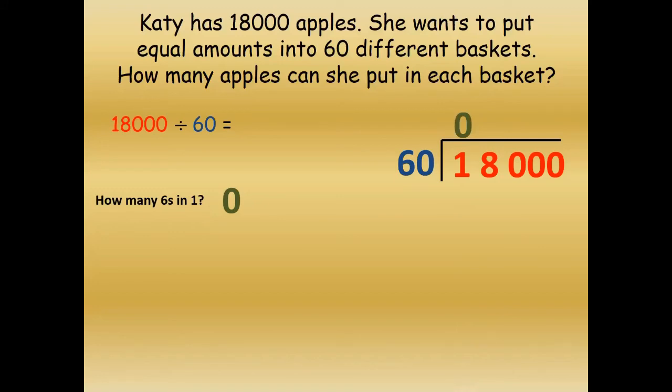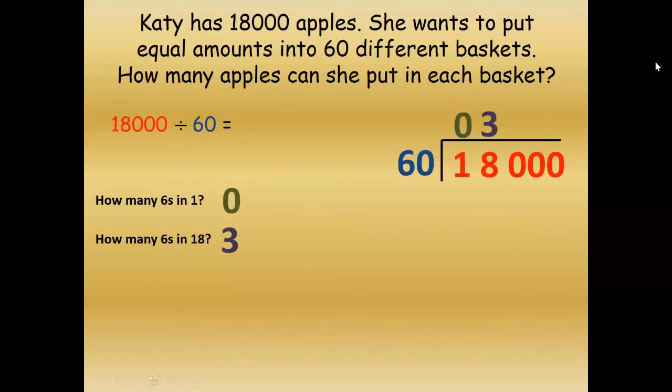No, step number 2 would be how many sixes go into 18. So go through your 6 times tables. I'll give you a second. So together we know 6 times 1 is 6, 6 times 2 is 12, 6 times 3 is 18. So that means our answer would be 3. 3 sixes can fit into 18. So where does this 3 go? This 3 goes above the 8.